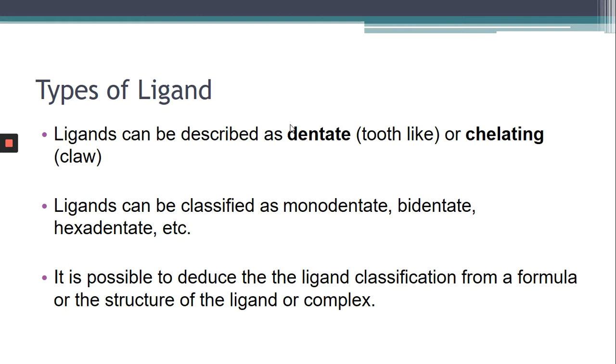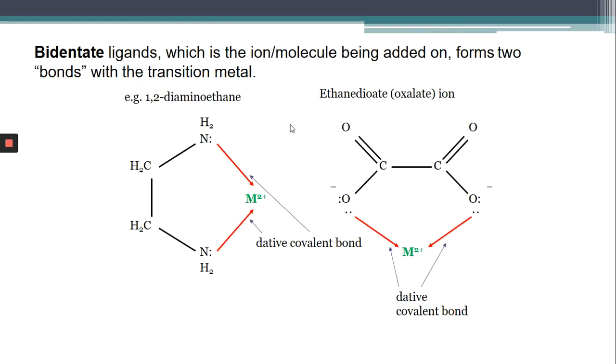Now, it is possible for us to work out what the classification is of the ligand from either the formula or the structure of the ligand, or even the whole complex. Okay. Now, we've got to be careful. One of the things I did notice when we were looking at the past papers was that we forgot to check how many ligands were actually attached to the metal. We're quite a few slides in before that will actually come up. We'll go through the explanation far more before we get there.